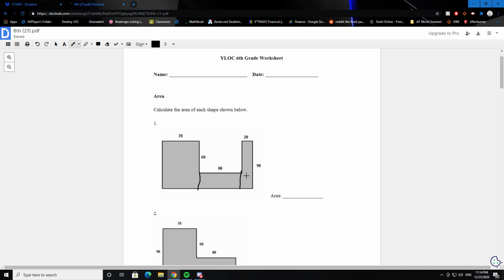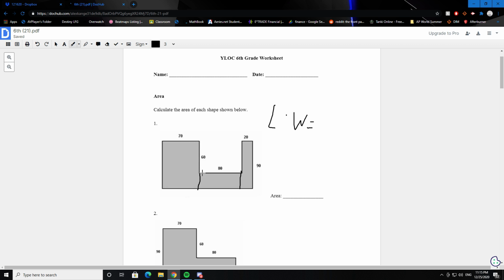So the easiest way to do this is always remember, area is length times width when it comes to squares or rectangles, right? So 20 times 90 is the area of this little box because 20 covers this side, the width, and 90 covers the length. So that's already taken care of. You don't know the length of this box. You have the width, but you don't have the length. Here, you have the width, but you don't have the length.